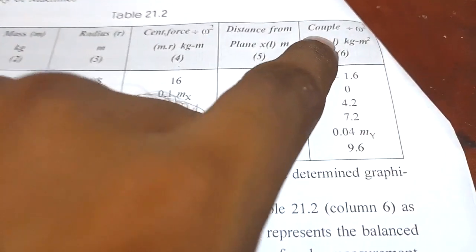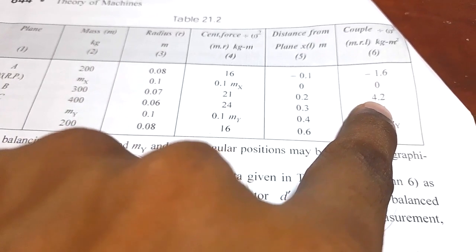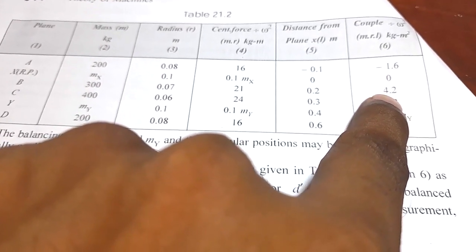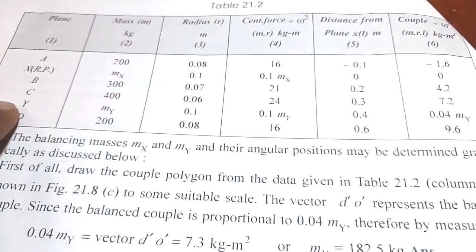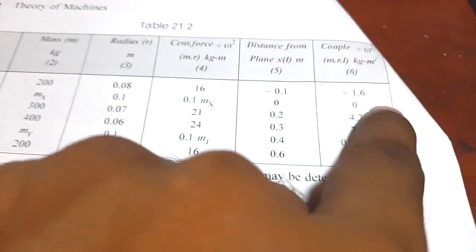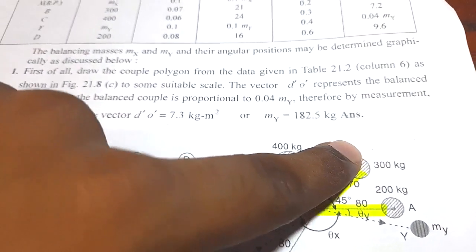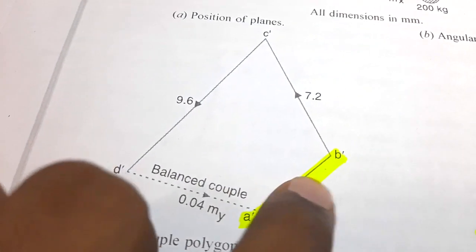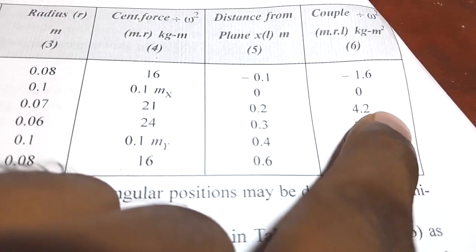Then this is 0, we don't have to worry. Then focus on the next one, the couple generated due to the mass attached to plane B. What is the value of that couple? That is 4.2. What is the position of the mass B? It is here. Just focus on this 4.2. See this line, it is a positive 4.2.